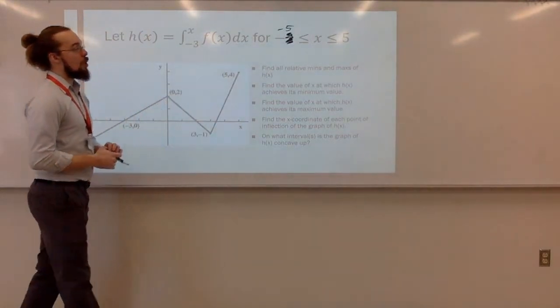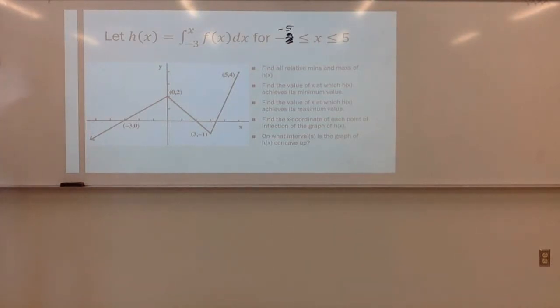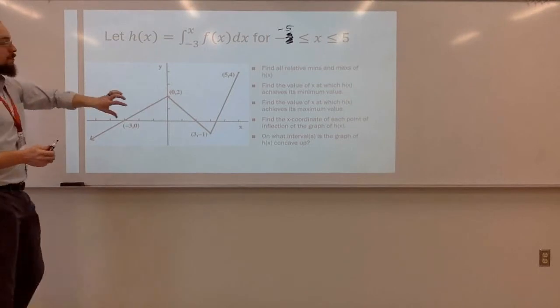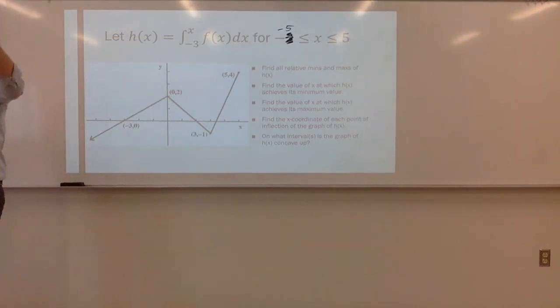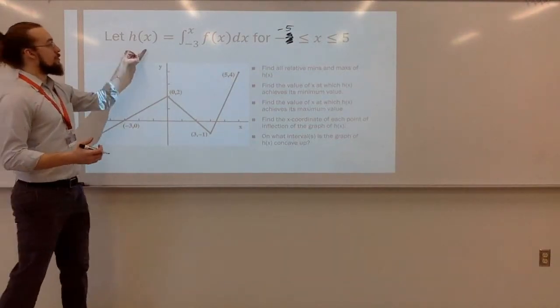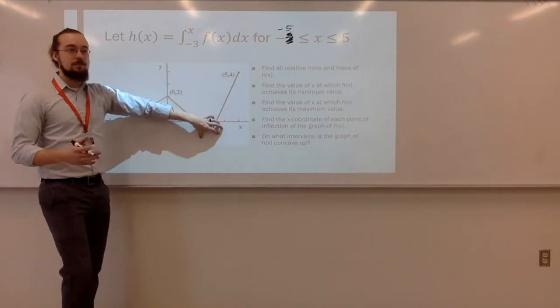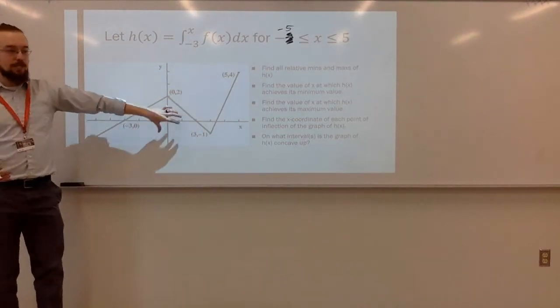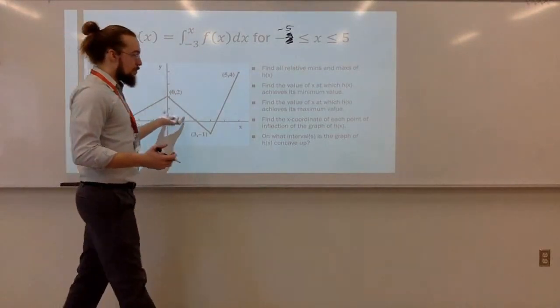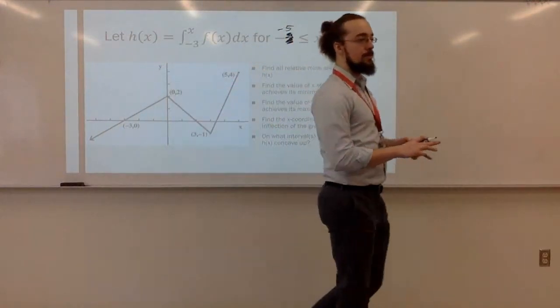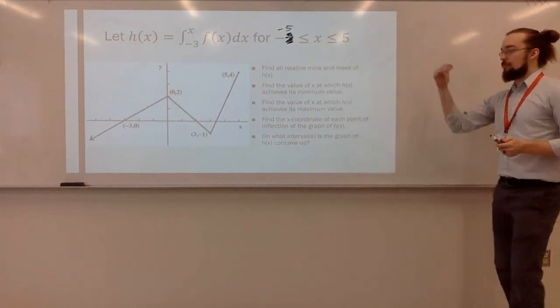So it says find all relative mins and maxes of h of x. In the context that we've done this before, we've said, here's a graph of the derivative. Give me information about the original function. That's still exactly what's happening. We're saying if h of x is the integral of this, that's still the exact same thing. We're saying this is the derivative of h of x. So if this is my derivative graph, how would I find mins and maxes of my original function?